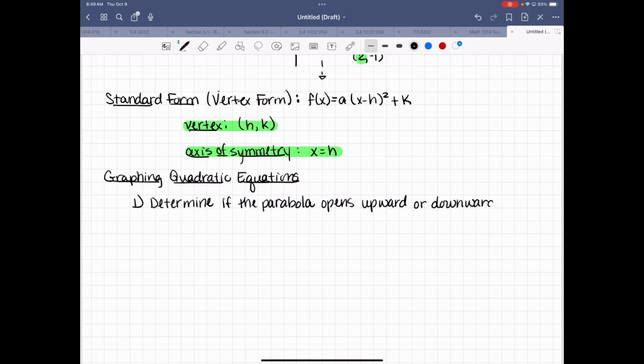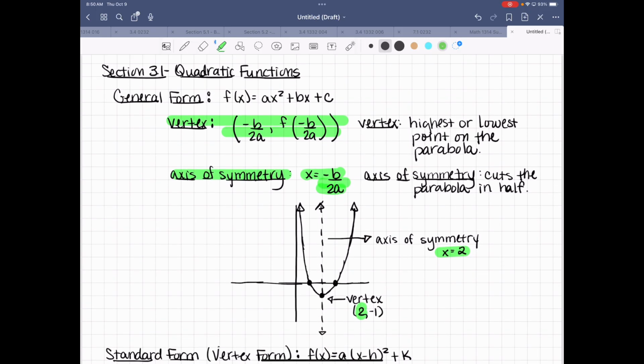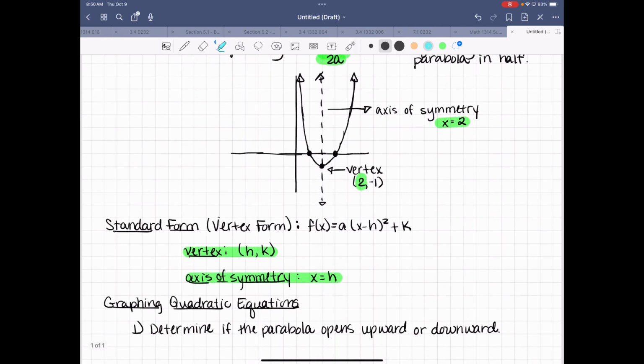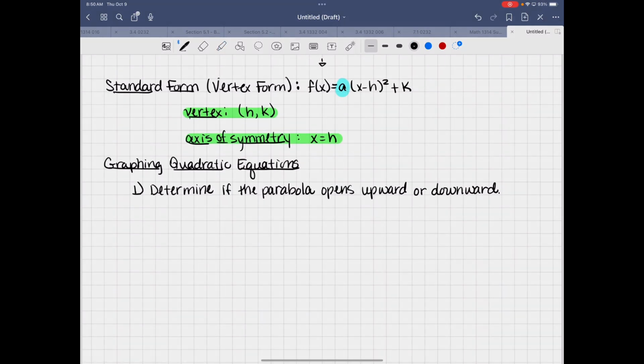Okay, now that one's pretty easy. We're going to look at the a value, which is the number that's in front of x squared. If I'm looking at general form here, here's my a. If I'm looking at my standard form, here's my a. That's what they're talking about when they say look at the a. I'm going to make it blue.